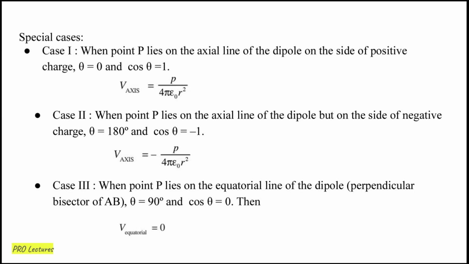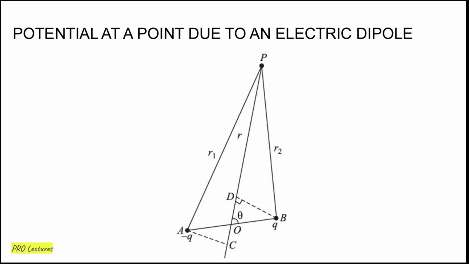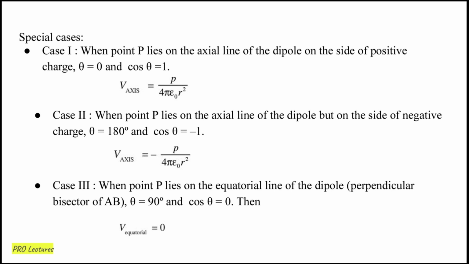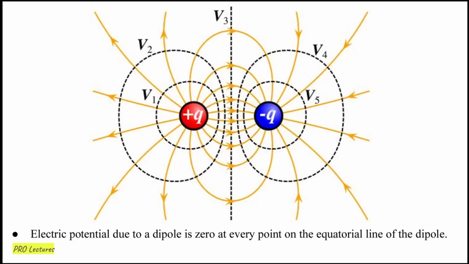Third case is when the point P lies on the equatorial line of the dipole, that is perpendicular bisector. Here the theta is 90 and cos 90 is 0. So the potential at the point P will become 0. Let's dive deeper into this third case where the point P lies on the equatorial line. As we saw, here the potential is 0. This is an important observation because it tells us that electric potential due to a dipole is 0 at every point on the equatorial line.